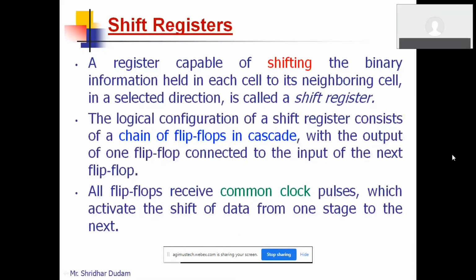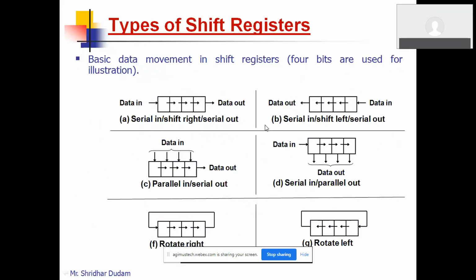So you know about the shift register, so there's no need to explain it here. It is a register capable of shift. Basically these are the different types of shift registers: serial in, serial out, either shift right or shift left. Then parallel in, serial out, serial in, parallel out, and you can also go for rotate right and rotate left.